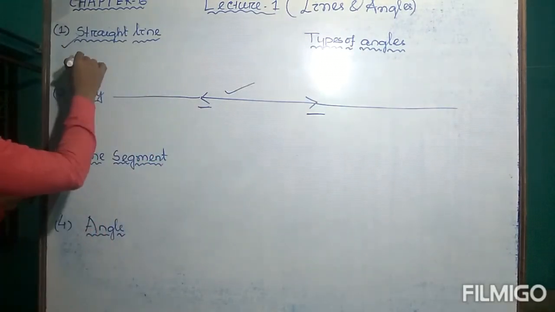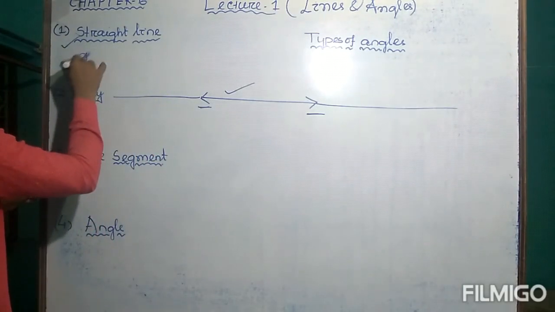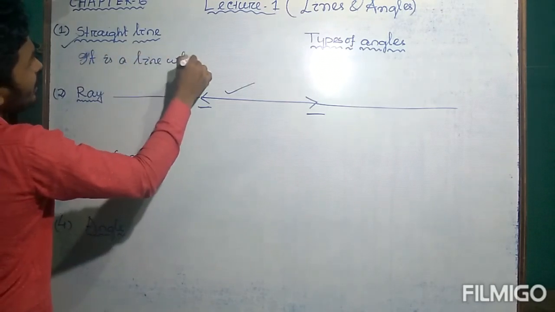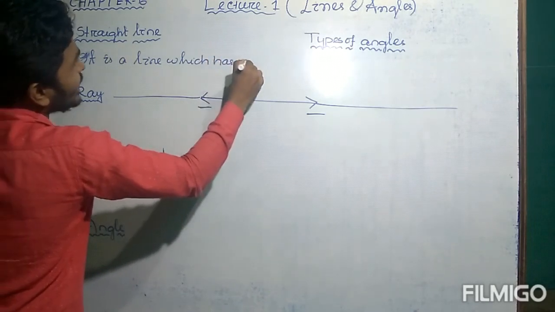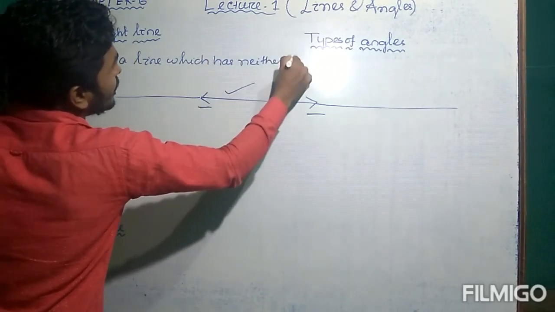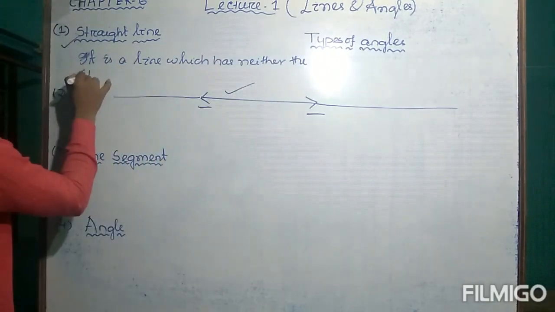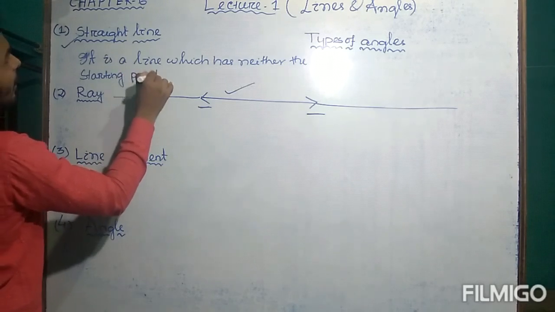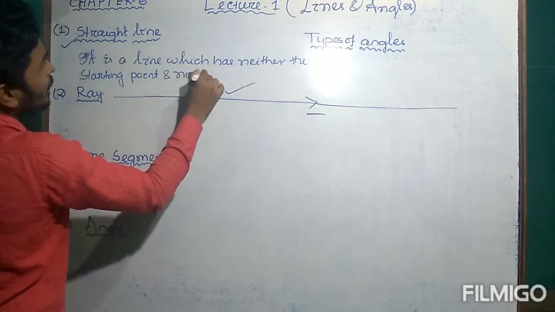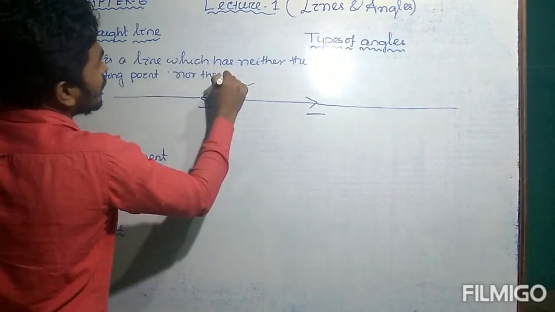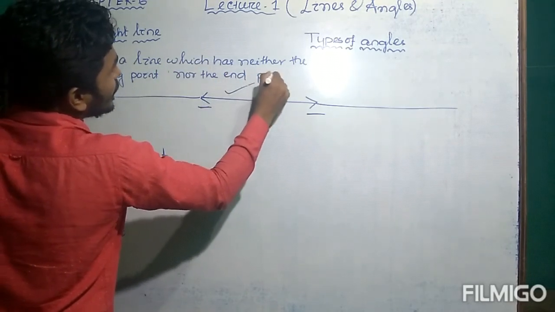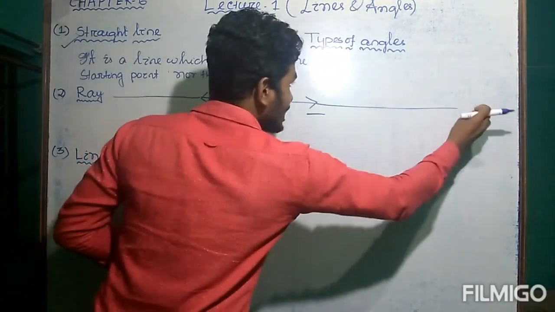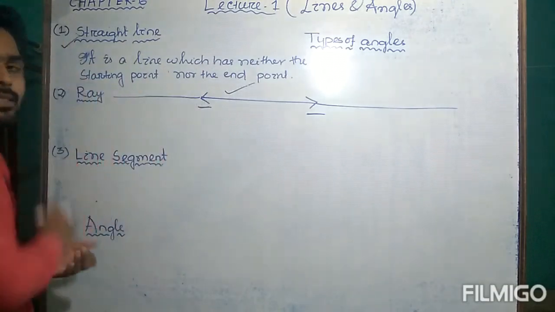Okay, so let's write. It is a line which has neither a starting point nor an ending point. Okay, so it can be extended in both directions. You can extend this line in this direction, you can extend this line in this direction.